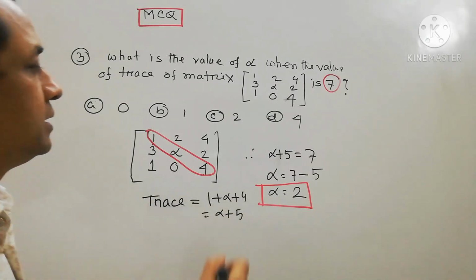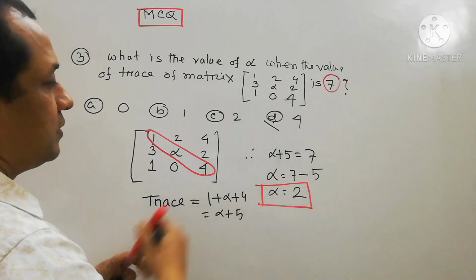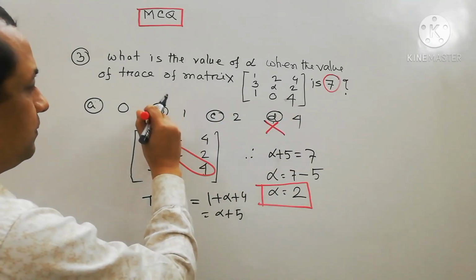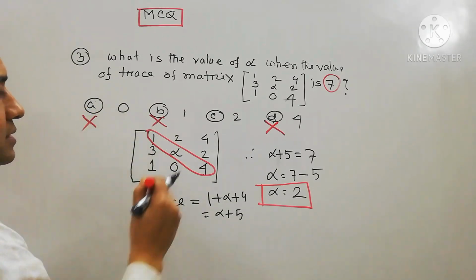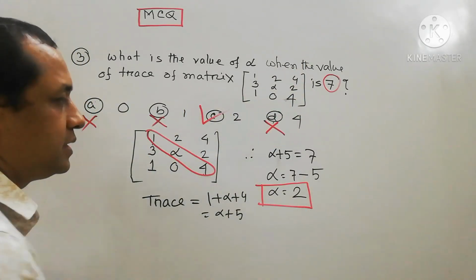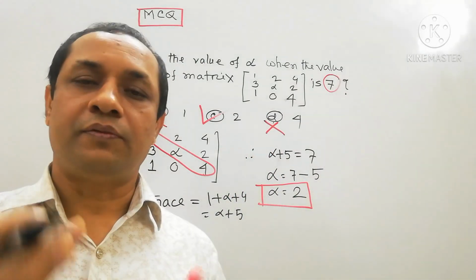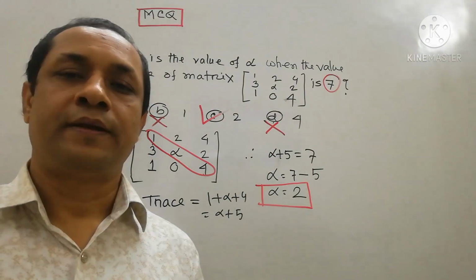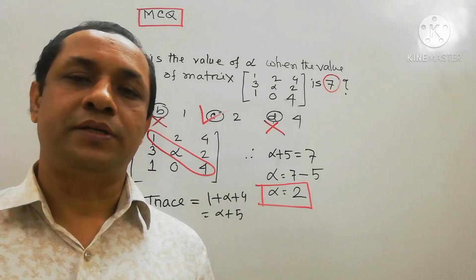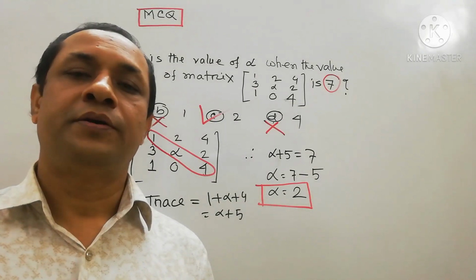So student, option D is cancelled, B is cancelled, A is cancelled. So option number C is correct, acceptable. So the result will be alpha equals 2. Student, attention please and memorize it.